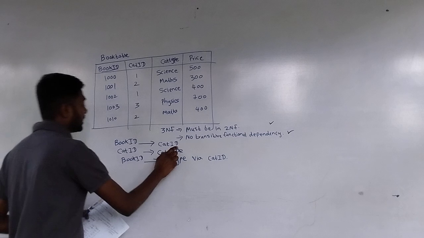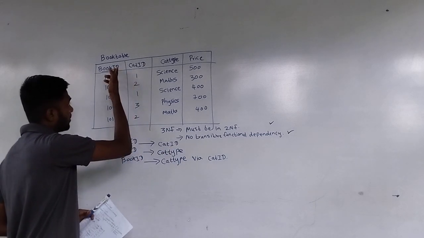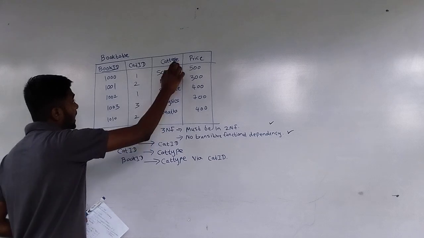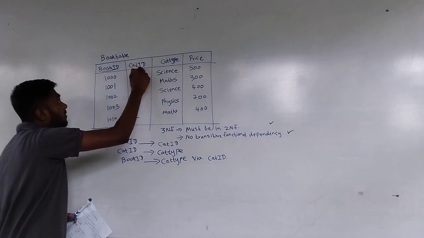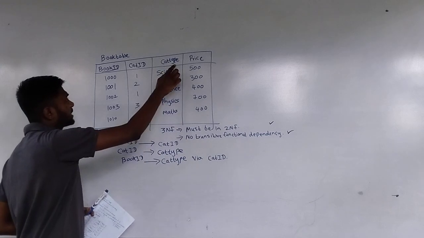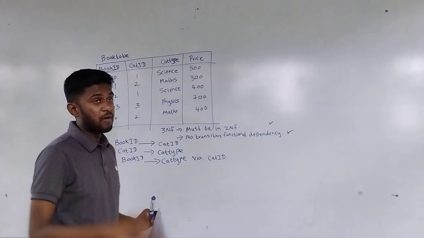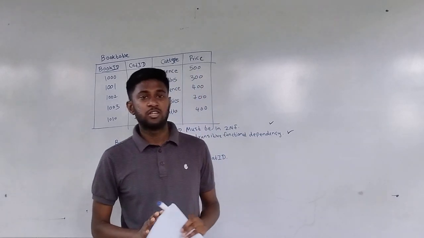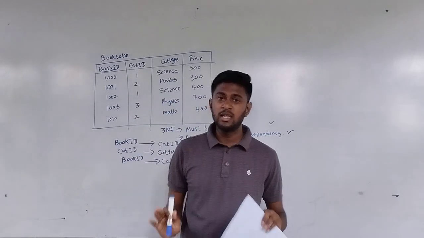So here, see, cat ID is dependent on book ID because book ID is the primary key. Cat type is dependent on cat ID. Cat type is dependent on book ID via cat ID. Because the cat type is dependent on cat ID, one non-key attribute is dependent on another non-key attribute, there is transitive functional dependency. So this table is not in third normal form.